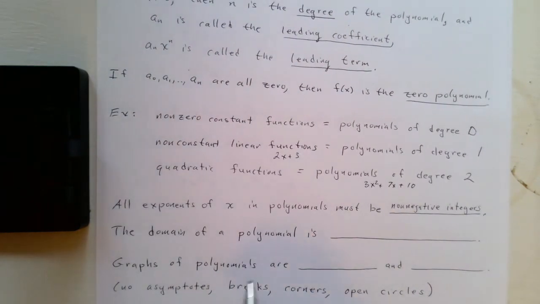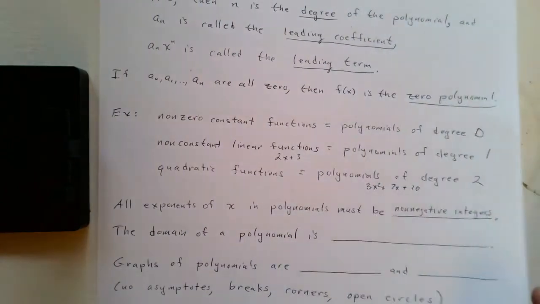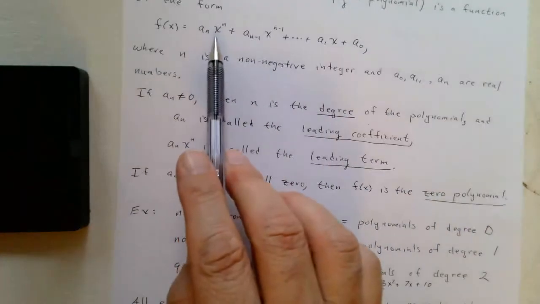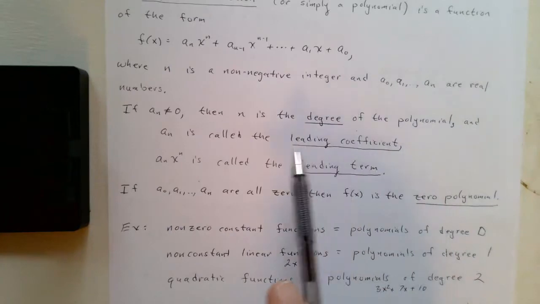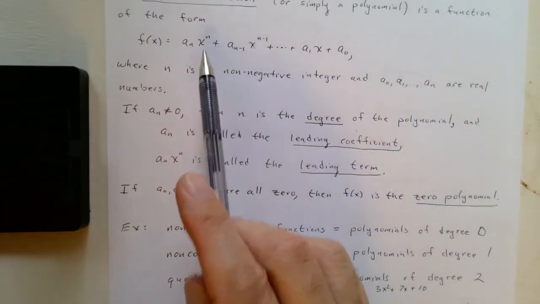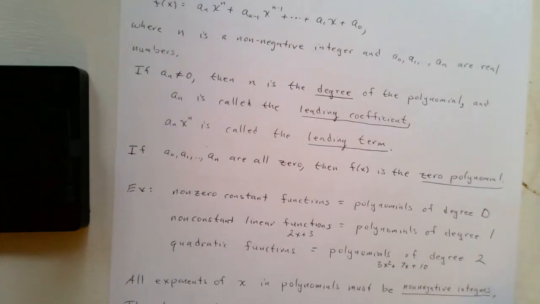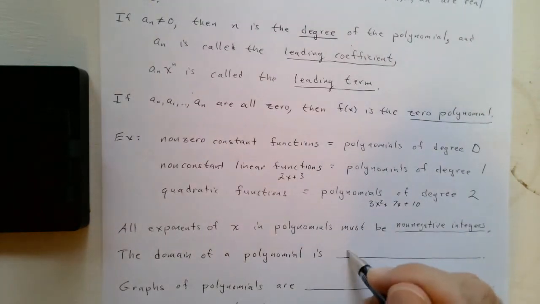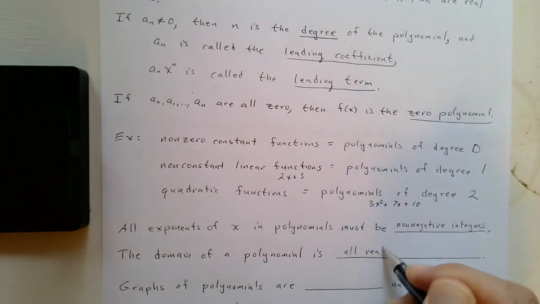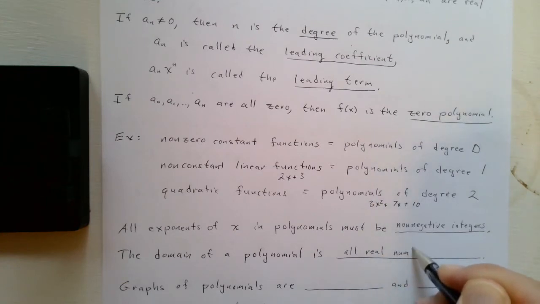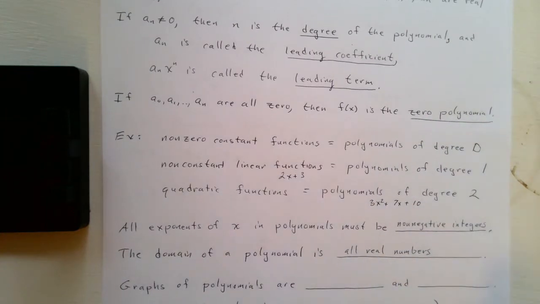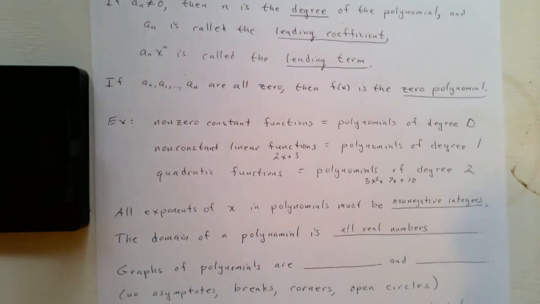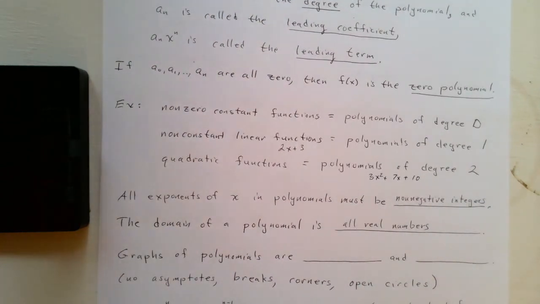And the domain of a polynomial, well, we can basically plug any number we want in for x, right? Because we're just plugging in a number and raising it to a positive integer. So the domain of the polynomial is all real numbers. Right? Because there's no square root in there, and we're not dividing by anything.